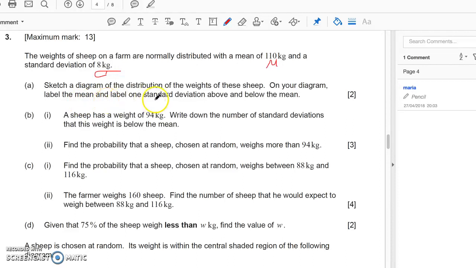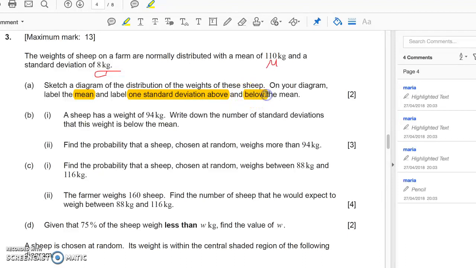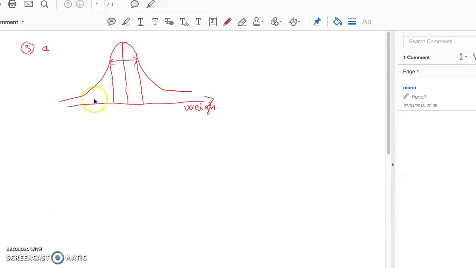Question A. Sketch a diagram of the distribution of the weights of the sheep. On your diagram, label the mean and label one standard deviation above and one standard deviation below the mean. So I try to draw a bell curve like this, a bit round, going down and making sure that it's not going to cross the x-axis. Then in the middle I will have the mean, and how wide this is is related to the standard deviation. So what are they asking me? To make sure that I label the mean and one standard deviation above and one standard deviation below the mean. So these values need to be labeled.